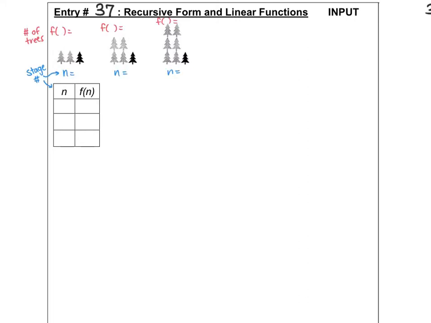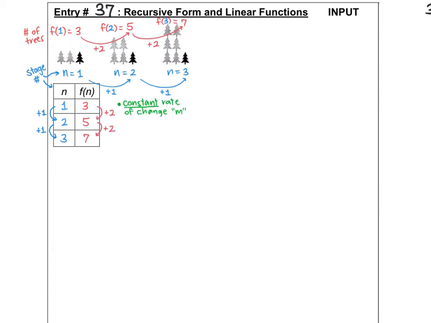In the following tree pattern, a constant increase in the stage number corresponds to a constant increase in the number of trees at that stage. Because there is a constant rate of change, in that you're adding or subtracting the same amount, or in other words, that you have the same slope every time, this pattern is considered linear and also known as an arithmetic sequence.